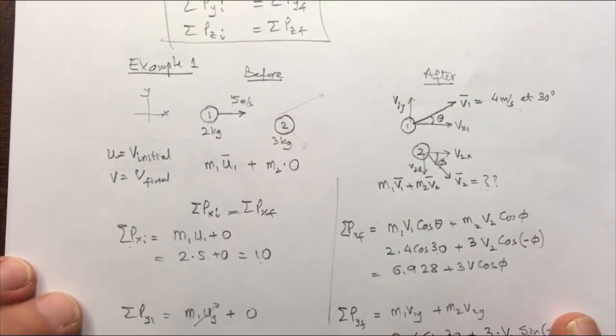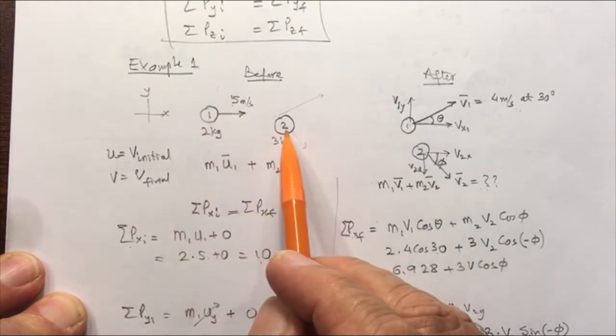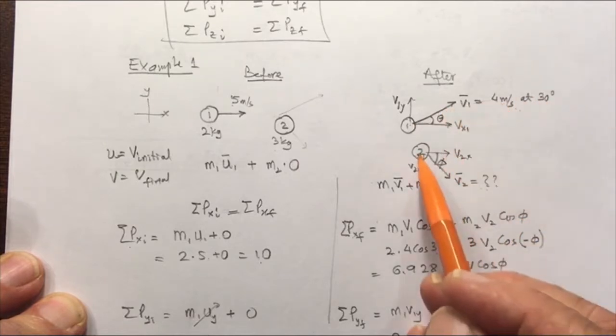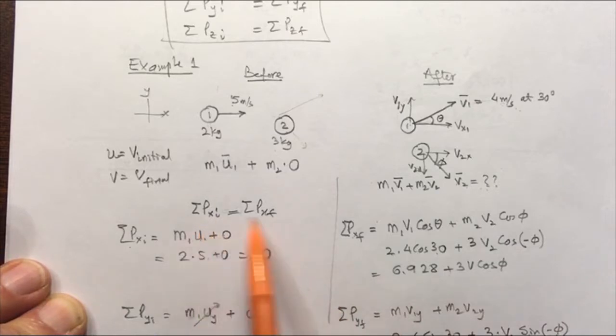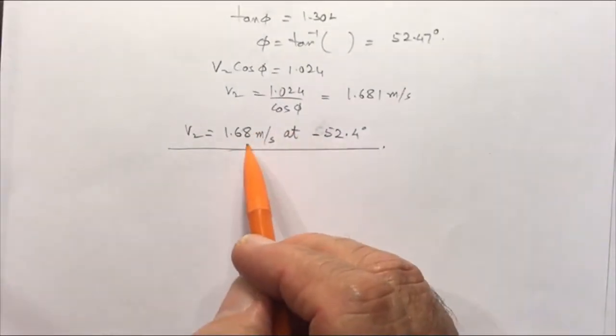Where we said that this object is moving at 5 meters per second, 2 kilograms, hits a 3 kilogram object, goes off at 4 meters per second at 30 degrees. This goes off at some angle which we did not know. We applied the equation in the x direction and in the y direction, solved it to get this as the velocity.